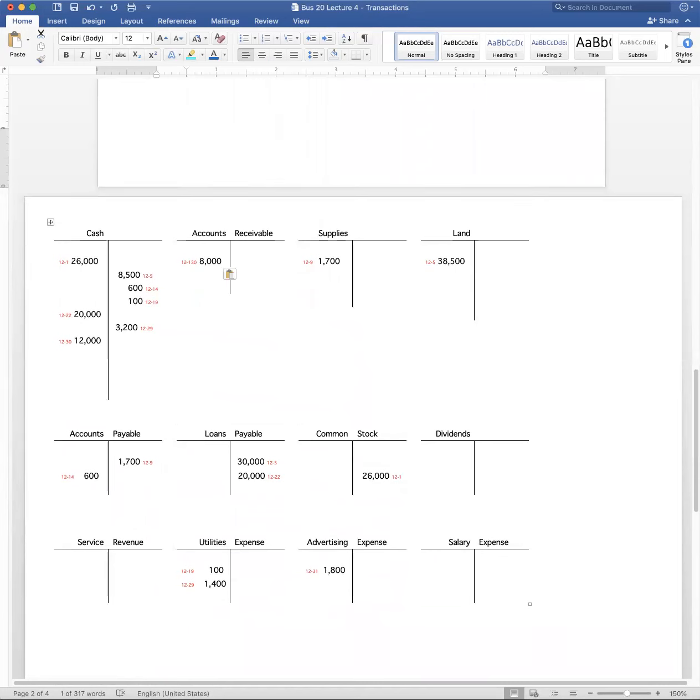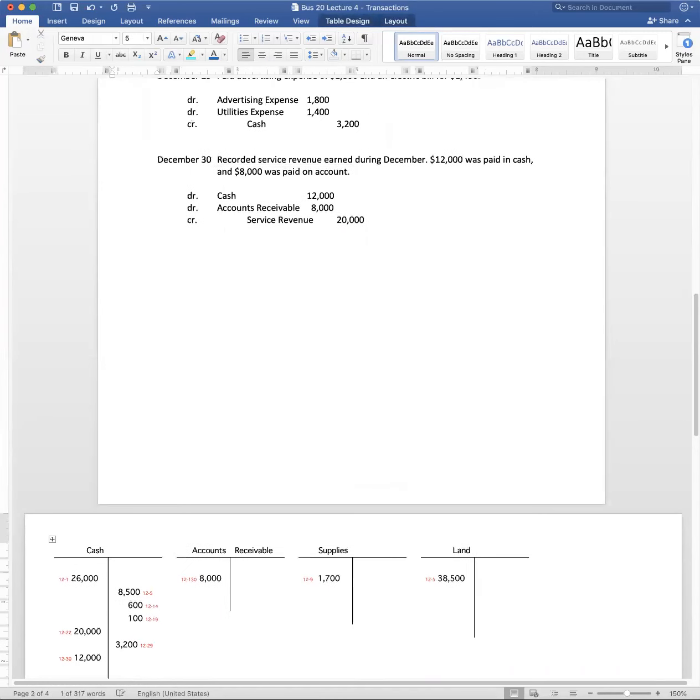All right, so if we look at the service revenue account down here in the corner, we're going to credit $20,000. Okay, now there are two more transactions. They both happen to occur on December 31st.